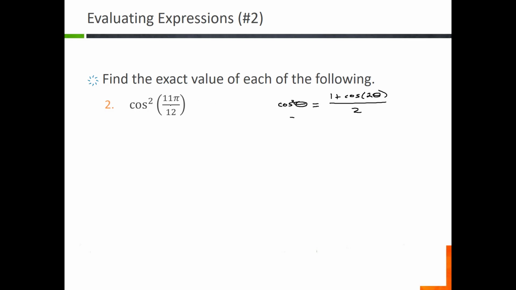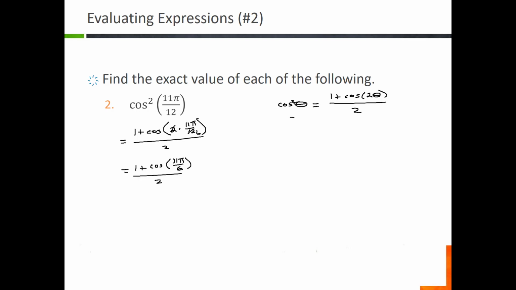If I originally have 11 pi over 12, I'm going to take that 11 pi over 12 and multiply it by 2. And that's going to change that 12 denominator. So let's see what happens. So if we have cosine squared 11 pi over 12, it becomes the fraction of 1 plus the cosine of 2 times an 11 pi over 12 all over 2. Now, what happens when you take a 2 times an 11 pi over 12? The 2 and the 12 reduce to a 6. So that means we have 1 plus the cosine of an 11 pi over 6 all over 2.